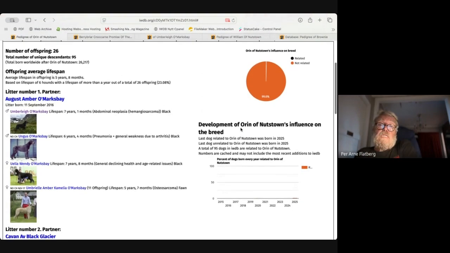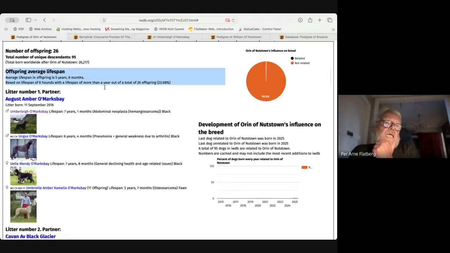You can also use this one here to see how his influence on the breed expands over time. And his is almost like none. But we'll see later on when we look at other dogs how a popular sire is born.